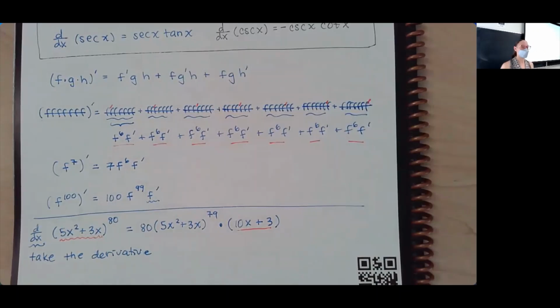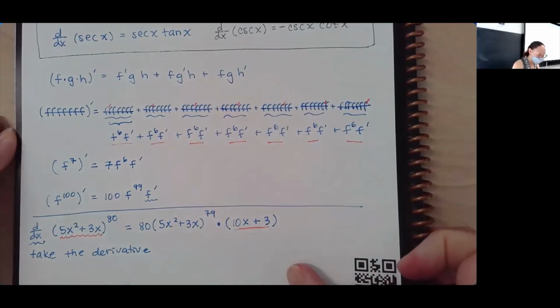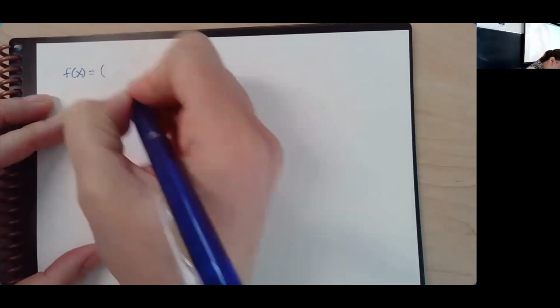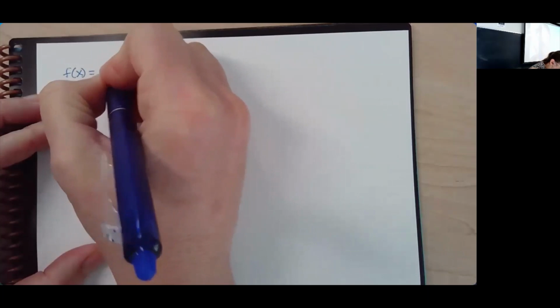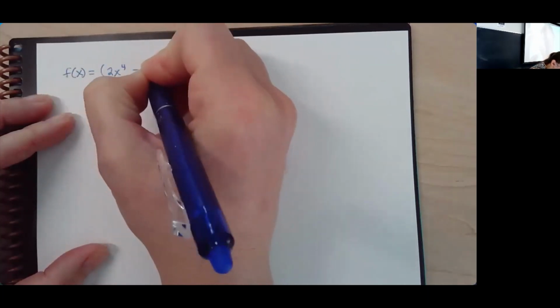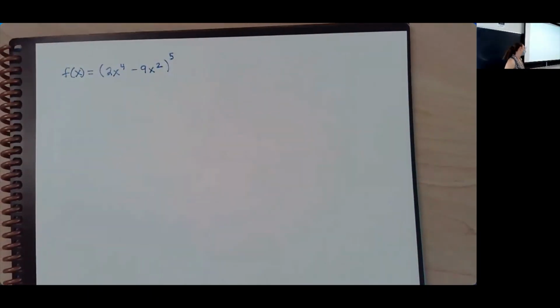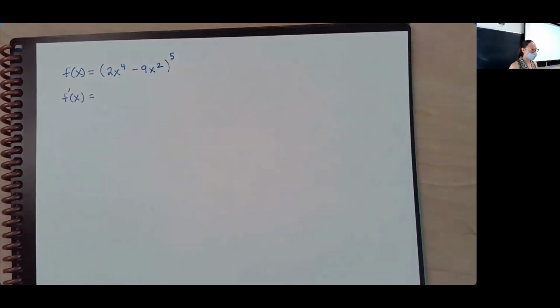Let's do a bunch more examples of this. I'm going to go ahead and flip it and we'll get more practice. So if my starting function looked like 2x to the 4th minus 9x squared, and that whole thing was raised to the 5th power, again, you could go multiply all that garbage out, but we're not going to take the time to do that. We are instead going to use the chain rule.